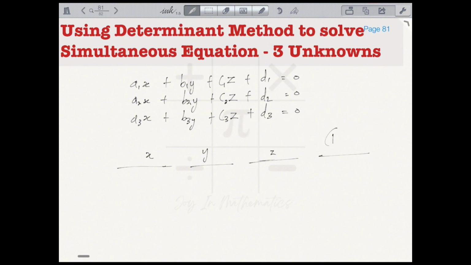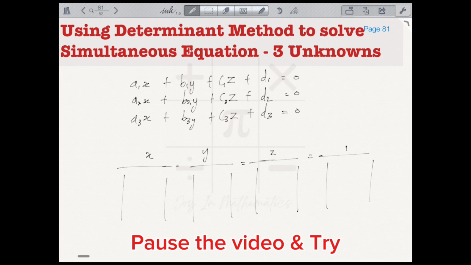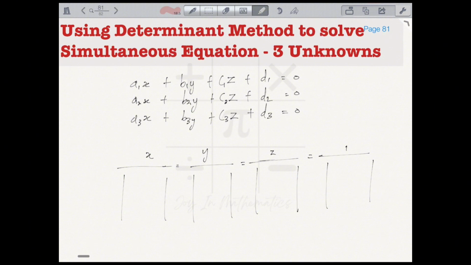So let's put z, let's put 1. Now we want to evaluate what determinant is here, what are the variables here, and what are the variables here, likewise what are the variables here. So now pause the video and give it a try. For the x term, cover all of x and we are left with 1, 2, 3, 1, 2, 3, 1, 2, 3.